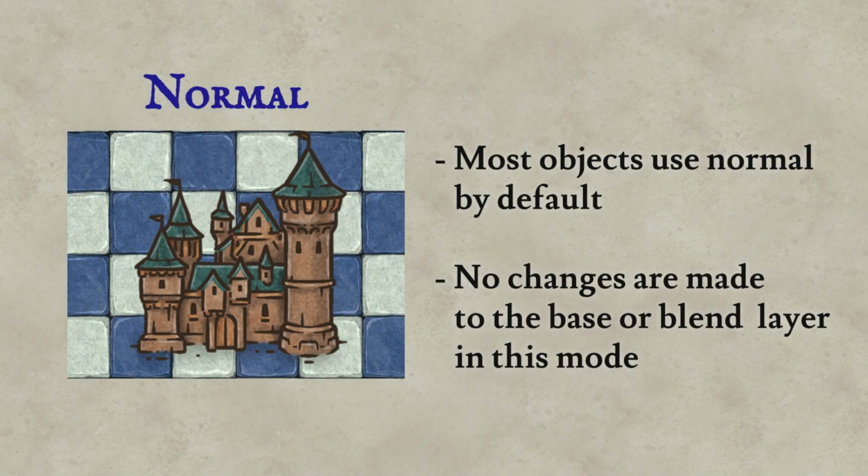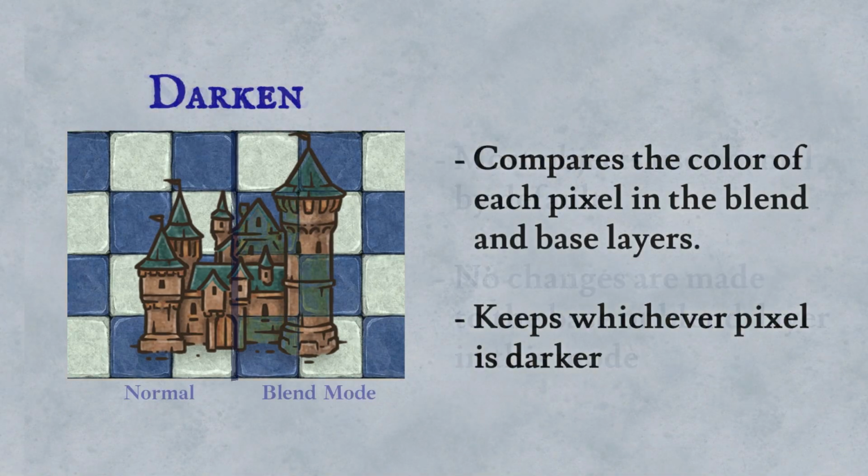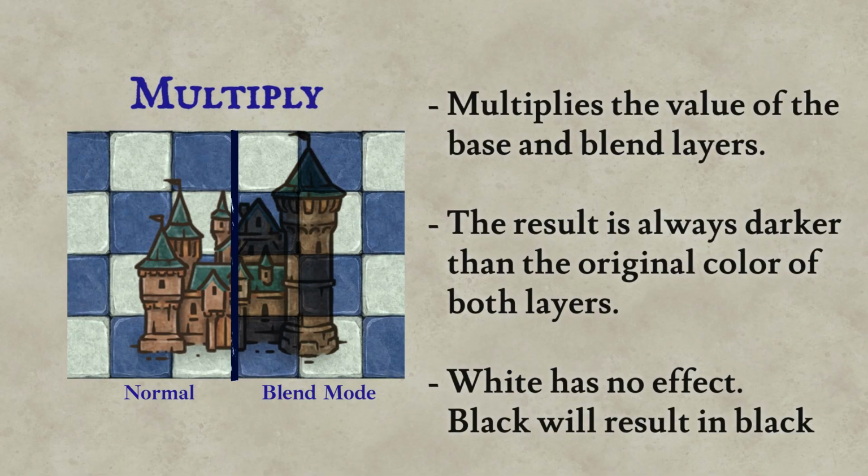The normal blend mode is what most of our stamps use by default. No changes are made to the color of the base layer when on this blend mode. The darken blend mode compares the color of each pixel in the blend and base layer, and then keeps whichever pixel is darker. In other words, it chooses the darker color between the two layers. The multiply blend mode multiplies the color values of the base and blend layers. Because of this, for every pixel, the result is always equal to or darker than the original color of both layers. Multiplying by white does nothing, and multiplying by black will result in black.